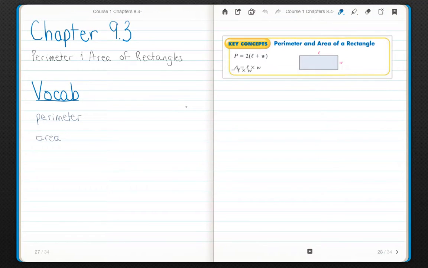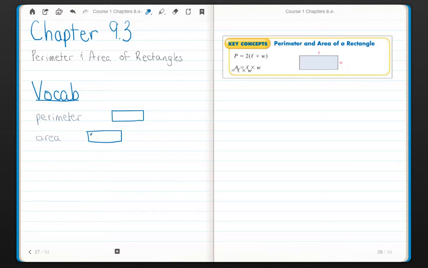Chapter 9.3, Perimeter and Area of Rectangles. So we have two vocab words for this lesson. Perimeter, the distance around an object. Area is the amount of space covered by that object.